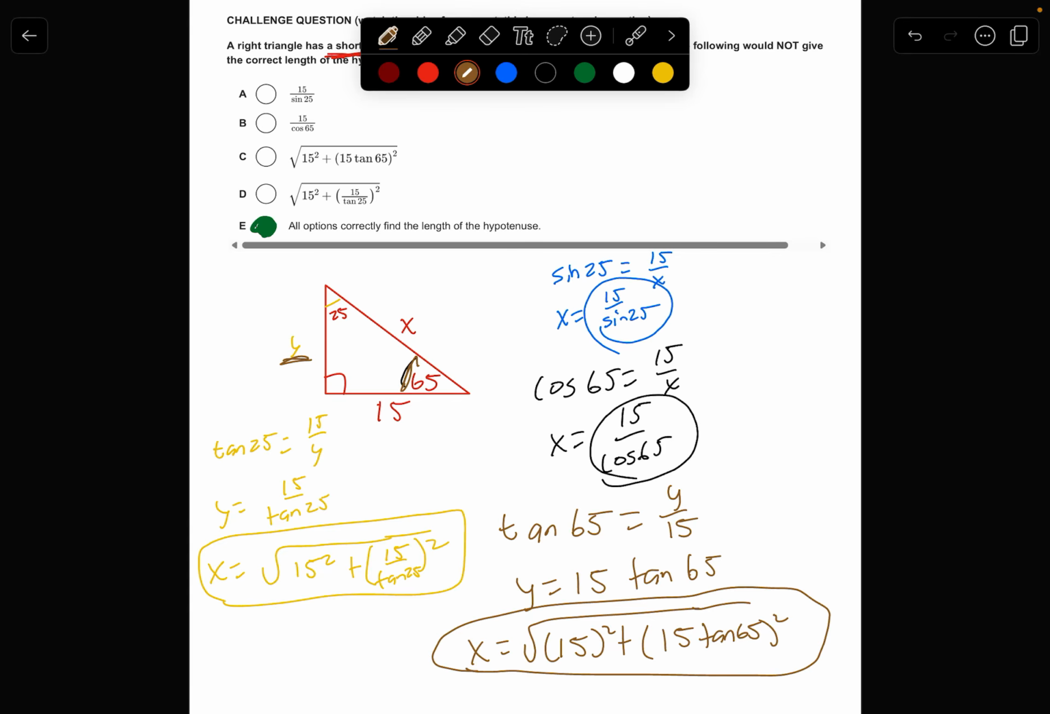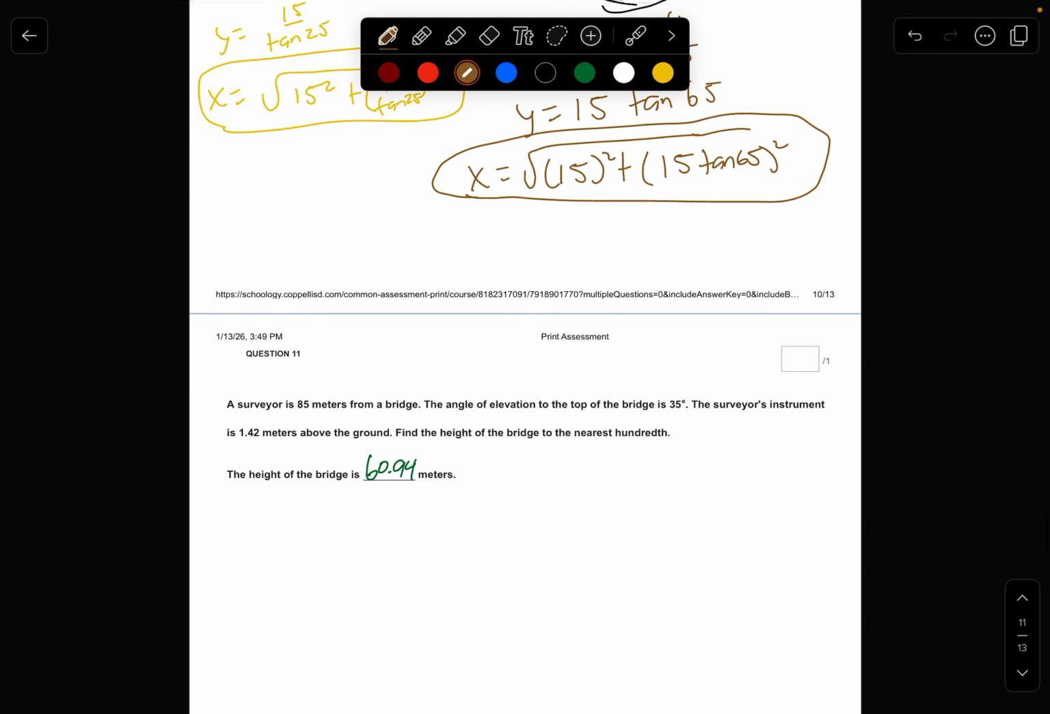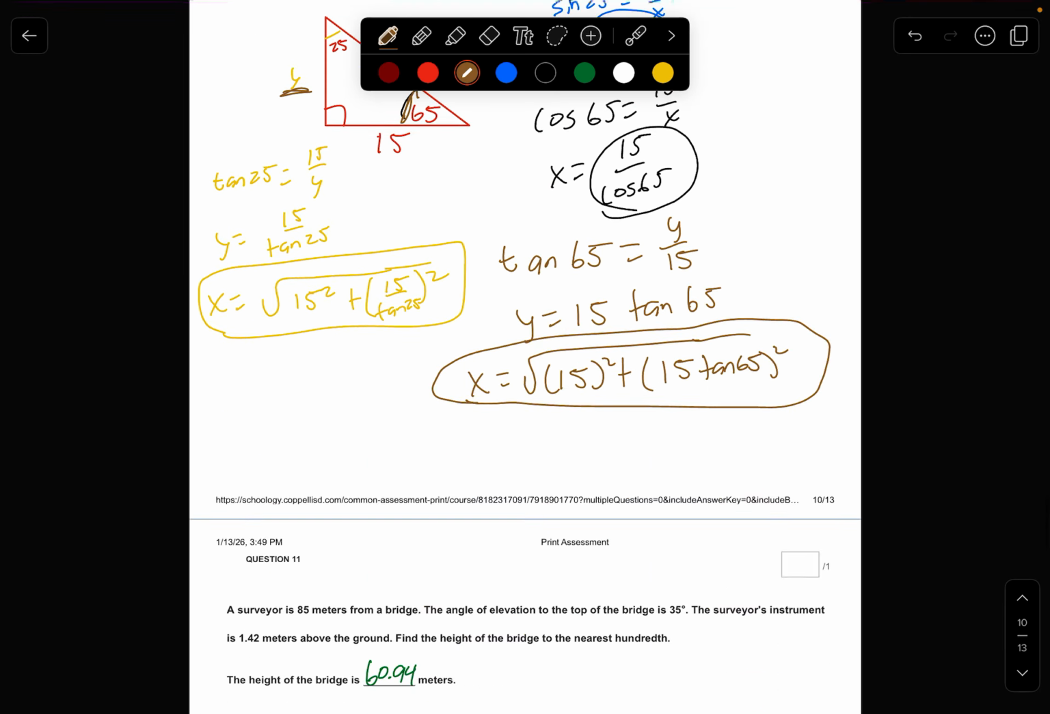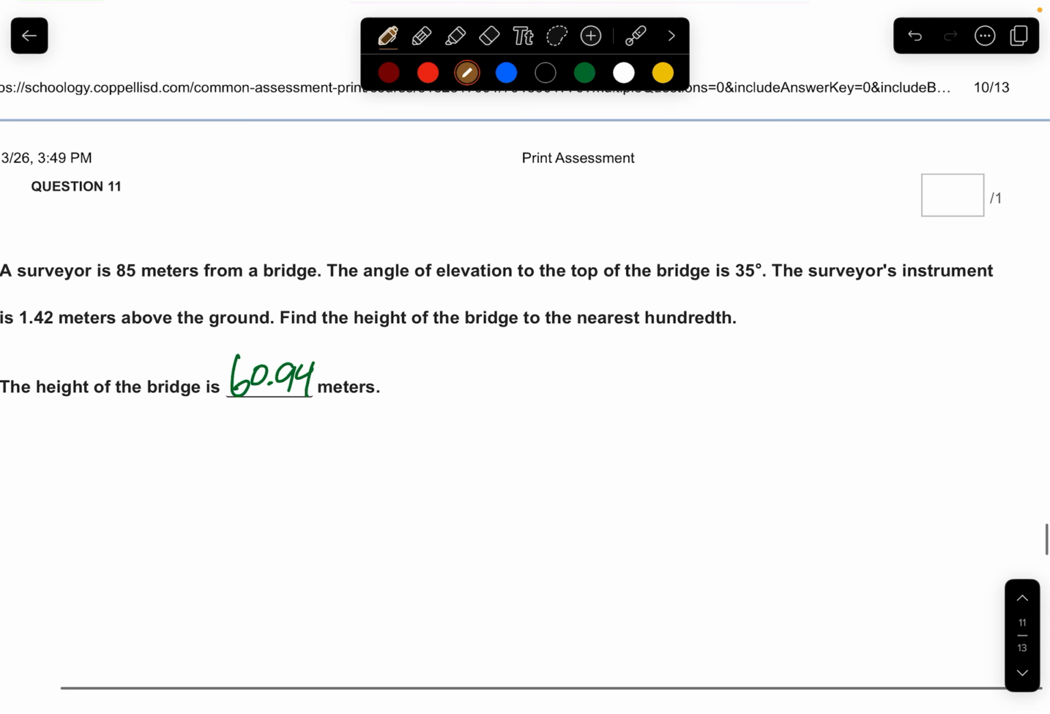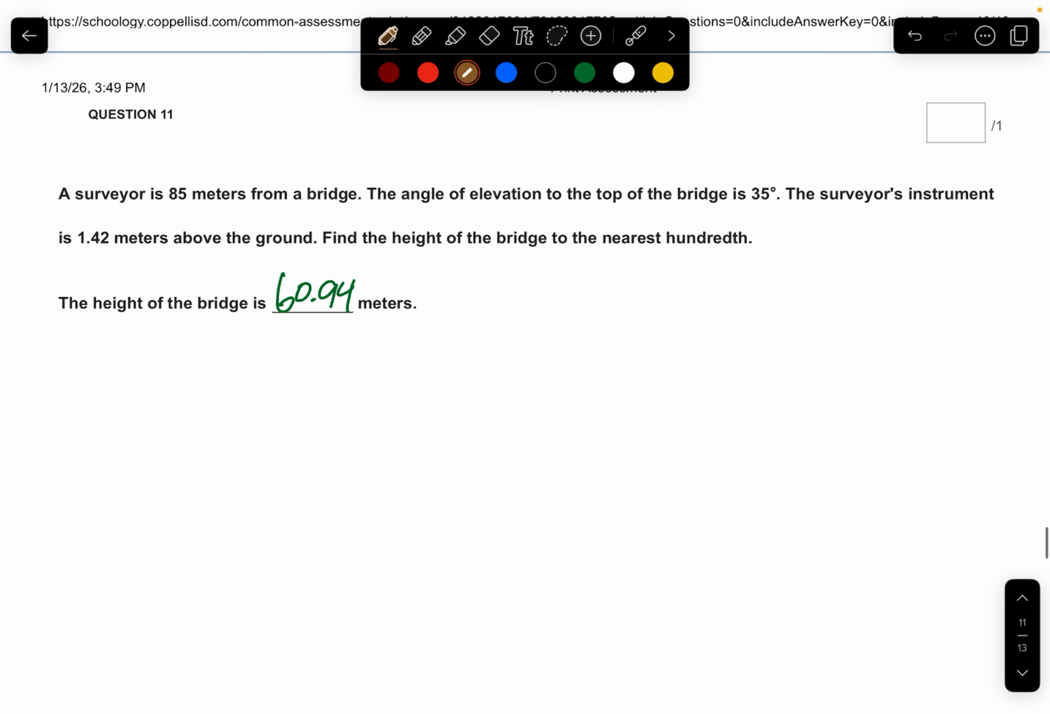All right. So we're looking at this, and we keep the ball rolling. But that's all the different ways you could do that. All right. Number 11. A surveyor is 85 meters from a bridge. The angle of elevation to the top of the bridge is 35 degrees. The surveyor's instrument is 1.42 meters above the ground. Find the height of the bridge to the nearest hundredth.